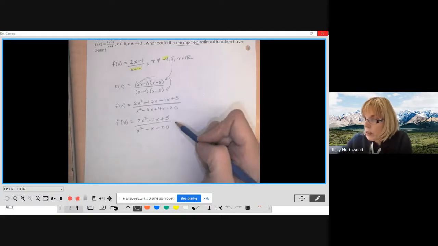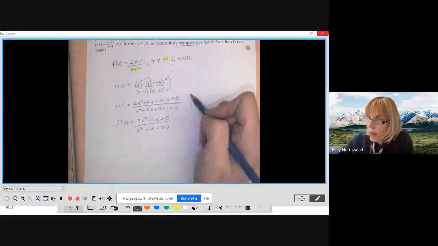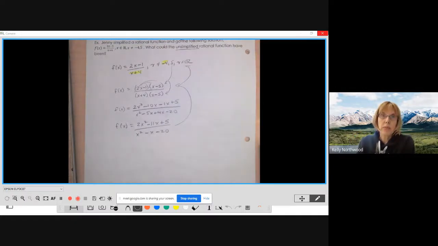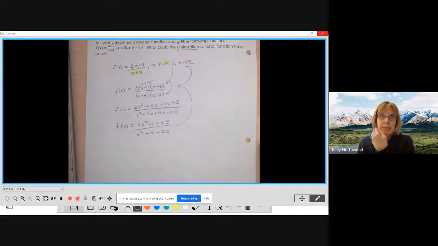And then you guys would have gone through all the work to factor it and then finally simplify it with the domain, and you would have got that answer.